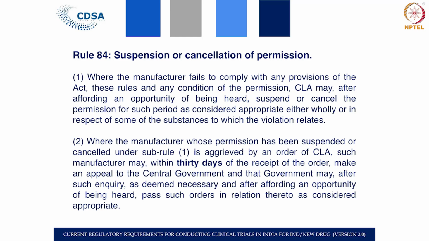There can be suspension or cancellation of permission if the conditions of the license are not complied with, but always there is an opportunity for show cause, and only after a hearing does such cancellation or suspension happen. Where they are aggrieved with the decision, they can always appeal to the central government, but here the time is less, just 30 days. They should come back to the central government with an appeal within 30 days.